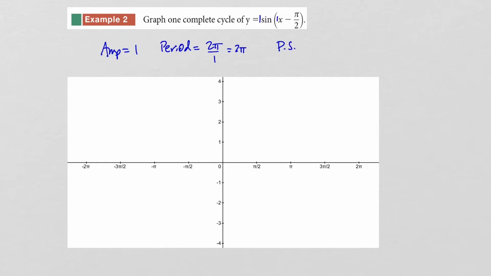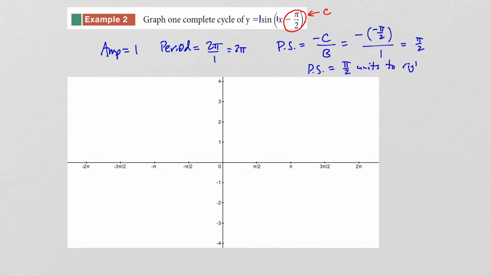And our phase shift for this graph, remember the formula, it's negative c divided by b. C in this problem is negative pi over 2. So negative c is negative pi over 2 divided by b, and b is 1. And so this is pi over 2. So what that means is in this case, our phase shift is pi over 2 units to the right, right?